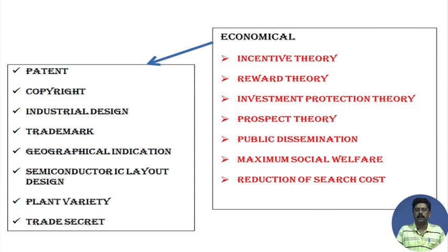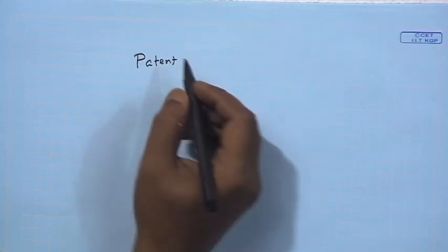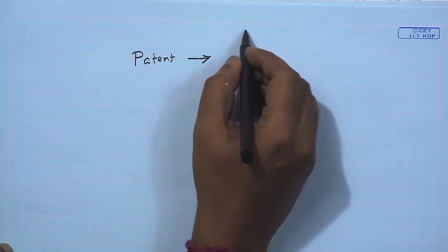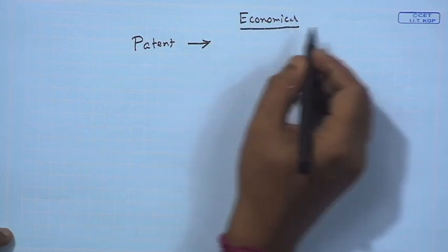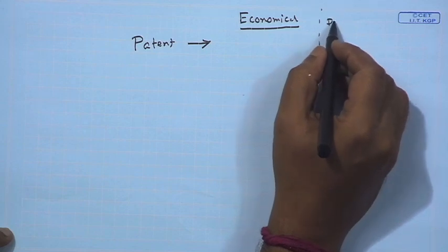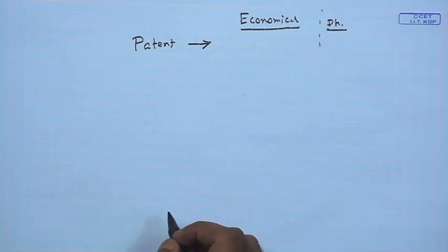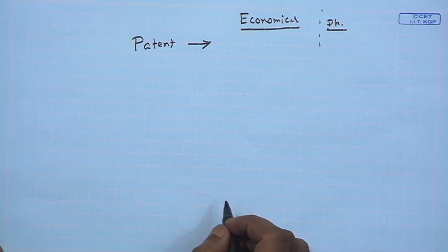Okay. So now, as you are technologists and engineers, we will try to integrate theory along with the different forms. This is economical theory, and philosophical parts we may also link. One by one, we try to interlink the different forms of IP along with their theoretical justification. Okay. So now let's come to patent.